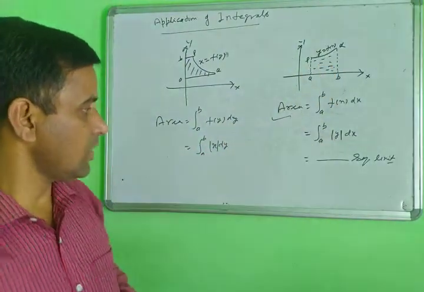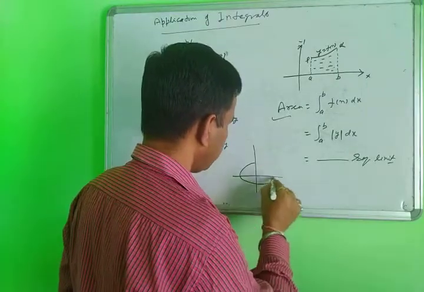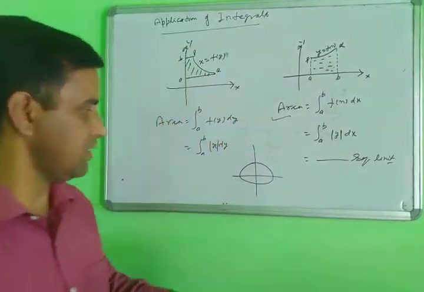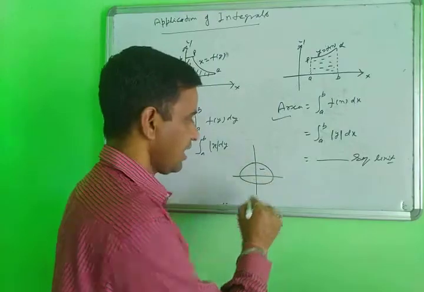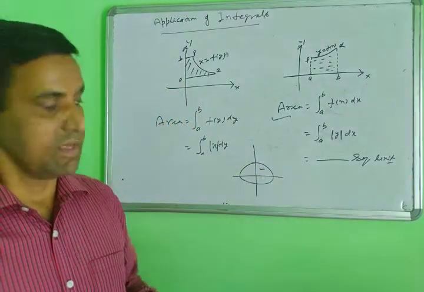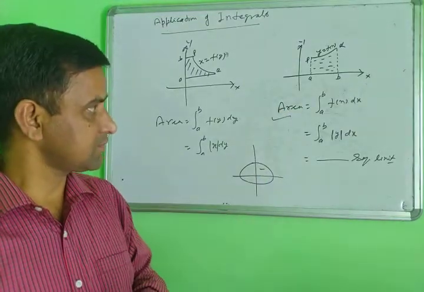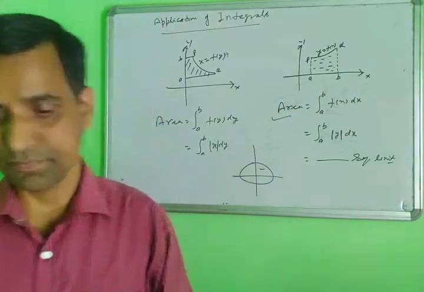Suppose you have an ellipse, then you will find the area. This is the ellipse, then you can find the four quadrants. You find the area of one quadrant of this portion, then multiply by 4. So this is a different identity for this. Then you can use this. Just note it down.